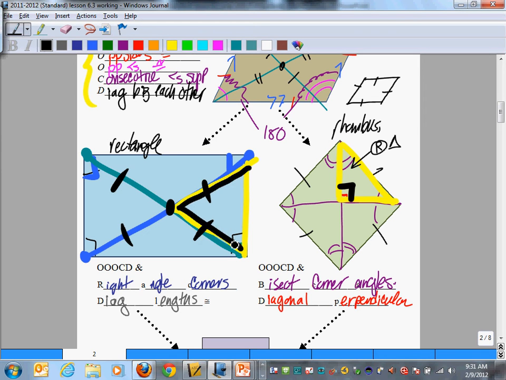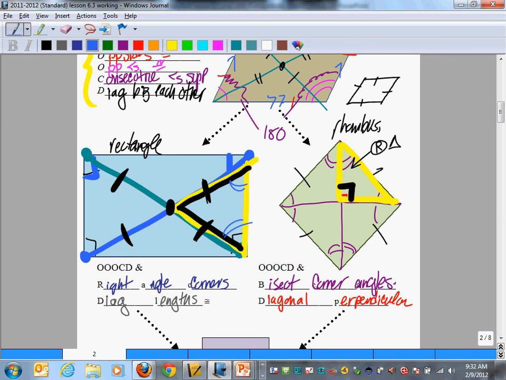I almost made the same mistake. It's isosceles, which means if you have two equal sides, you also have two equal angles. So you need to watch for that. In rectangles, you're going to have isosceles triangles you have to work with. And in a rhombus, you have right triangles you have to work with. Watch out for both.